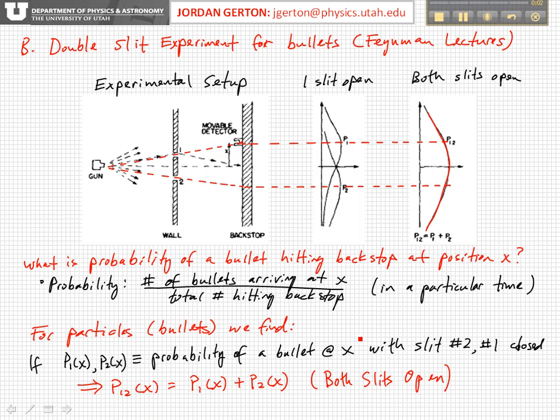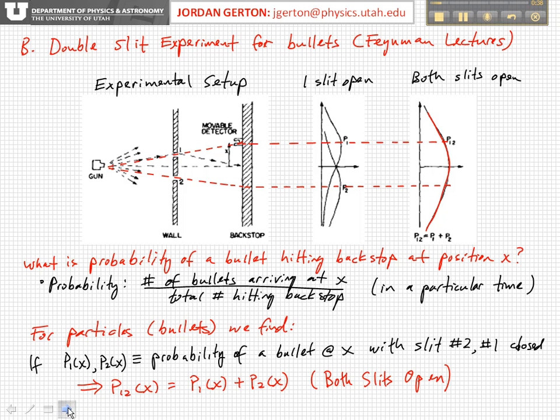Okay, so for particles, the probability distribution is a function of x. The probability of having a bullet hit the backstop at a particular position is equal to the sum of the two probability distributions corresponding to when one slit is closed and then the other is closed. So there, it's pretty simple. You get a very simple distribution, and you just sum probabilities.